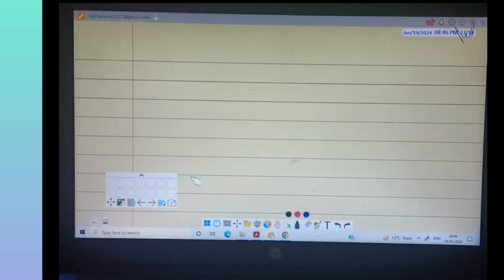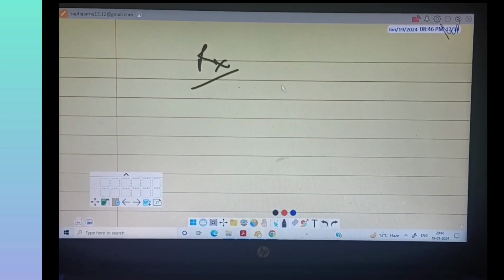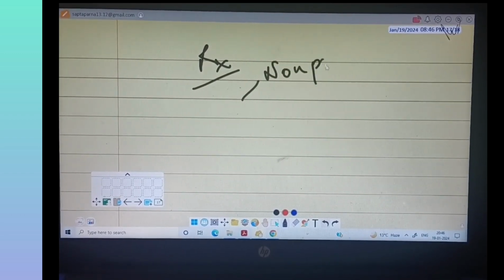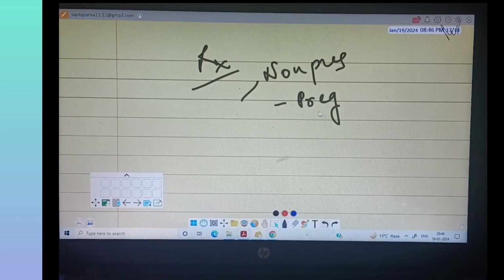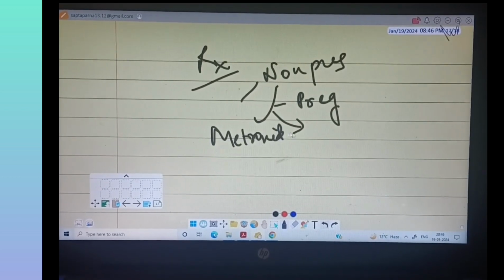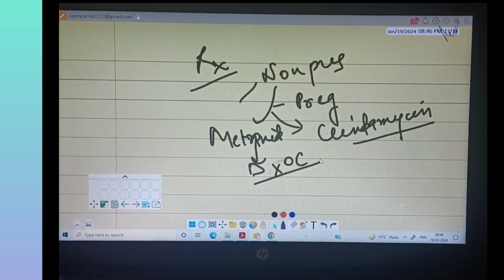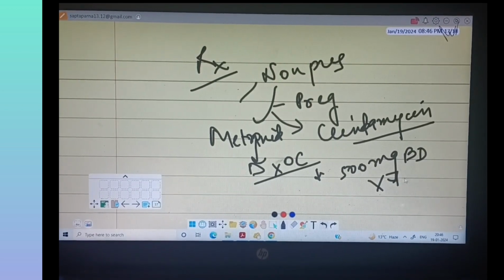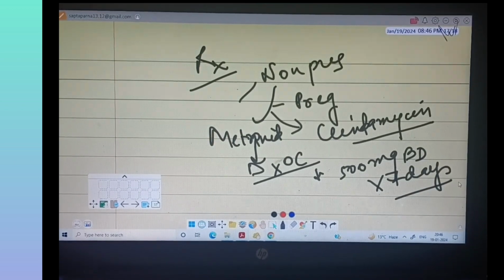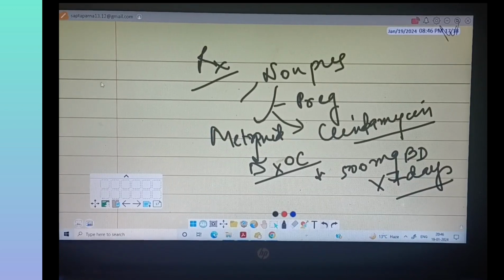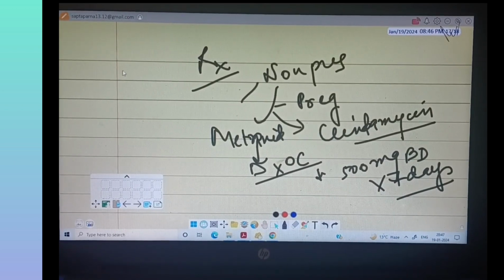Next is how will you treat? So next is the treatment part. We will divide it into non-pregnant and pregnant females. In non-pregnant females, the two treatment options are metronidazole and clindamycin. Our drug of choice is metronidazole. What dose do we give? The dose is 500 milligrams BD for 7 days. Since male partner treatment is not required, we are not recommending treatment to the male partner. You can also give clindamycin suppository or clindamycin cream.